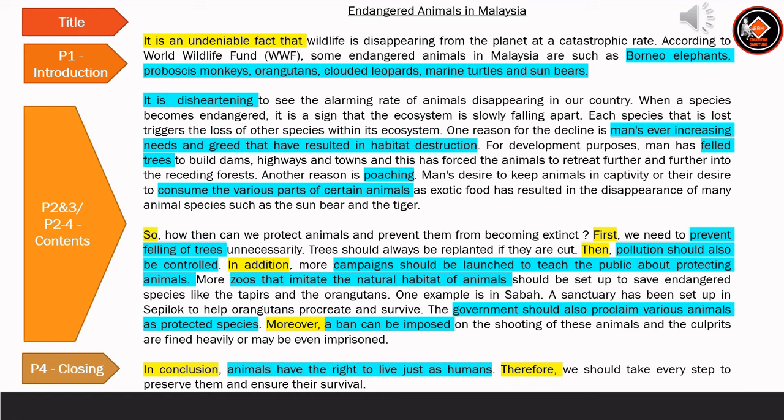The government should also proclaim various animals as protected species. Moreover, a ban can be imposed on the shooting of these animals and the culprits fined heavily or maybe even imprisoned. In conclusion, animals have the right to live just as humans. Therefore, we should take every step to preserve them and ensure their survival.